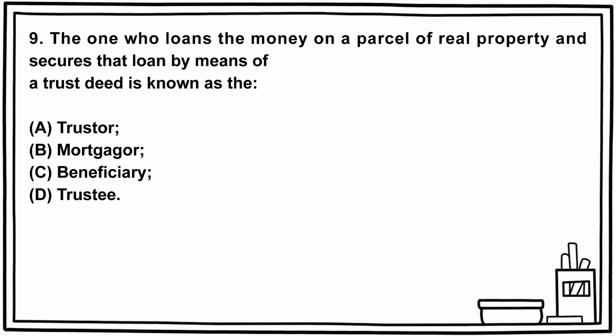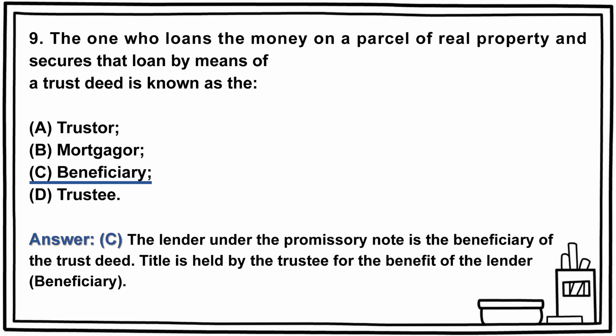9. The one who loans the money on a parcel of real property and secures that loan by means of a trust deed is known as the: A. Trustor. B. Mortgagor. C. Beneficiary. D. Trustee. Answer: C. The lender under the promissory note is the beneficiary of the trust deed. Title is held by the trustee for the benefit of the lender, the beneficiary.